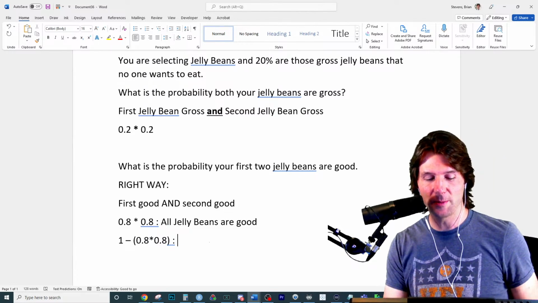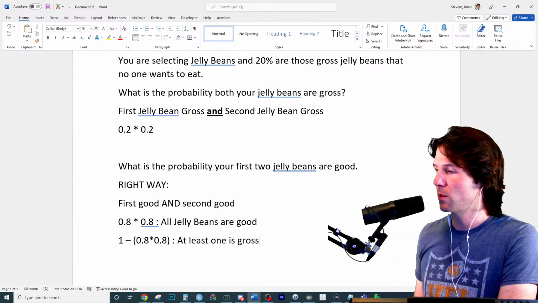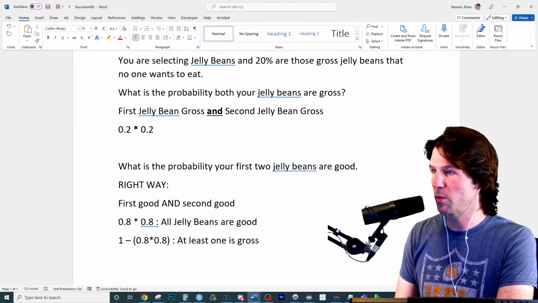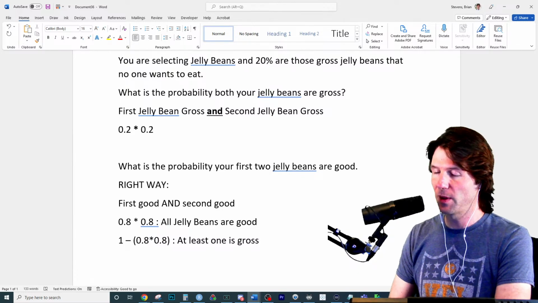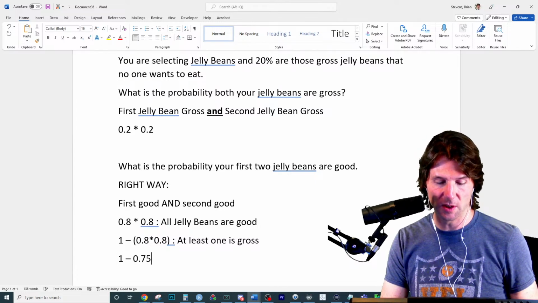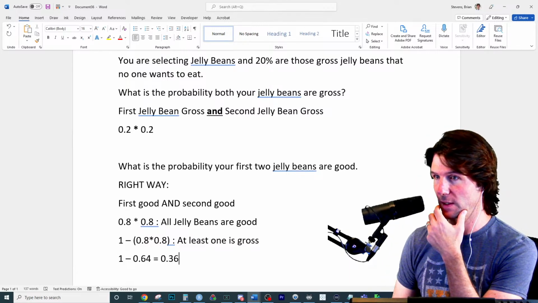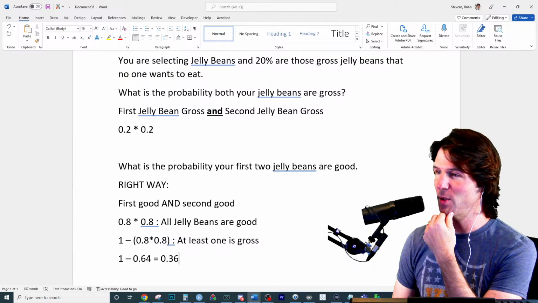So either all the jelly beans are good or at least one is gross. So the probability of at least one gross is 0.36. Does that make sense? Because if you mathematically solve this right here, this is 1 minus 0.64, and that is equal to 0.36. So the probability of at least one gross one is that. And do you know what happens? What's interesting?